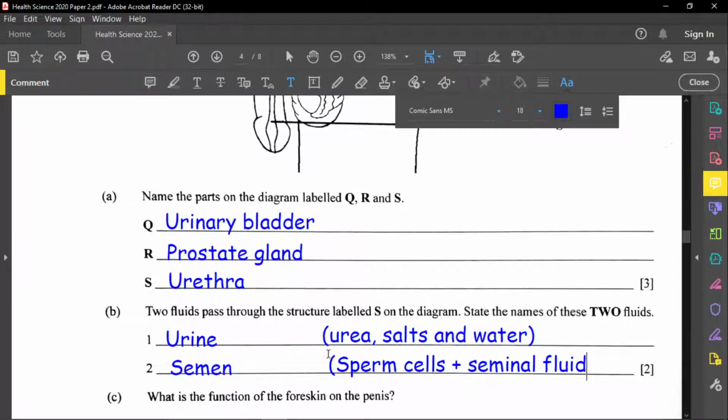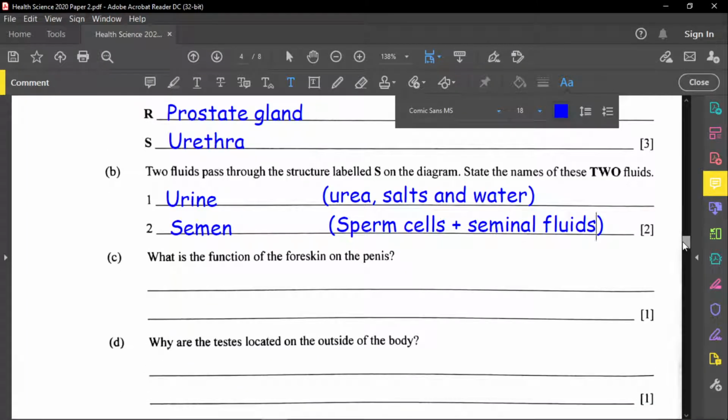Okay, so the fluid plus sperm cells give you semen. Matter of fact, I could say fluids, because fluids are produced from more than one place: from the seminal vesicle, from the prostate gland, and also the Cowper's gland, just to make a note of that.